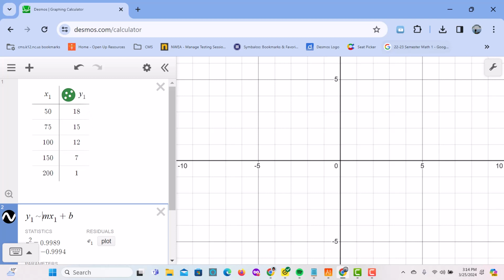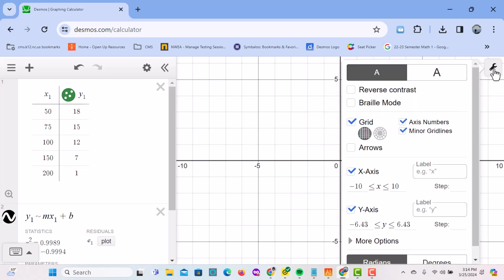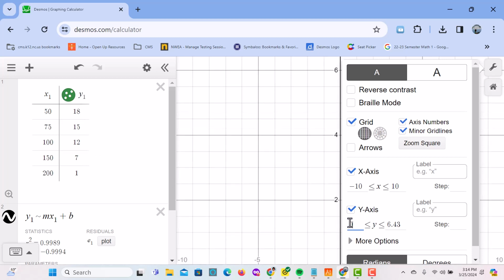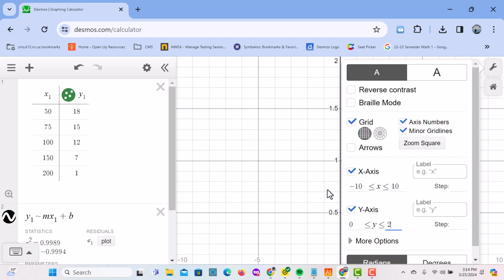So let me make some adjustments in my graph. I'm going to click this wrench. On the y-axis, I'm going to start here first. I can start at 0 because I don't go below 1, but I do want to see where it crosses the x-axis. So let me go from 0 to, my highest number is 18, so I'll just go up a little bit to 20.